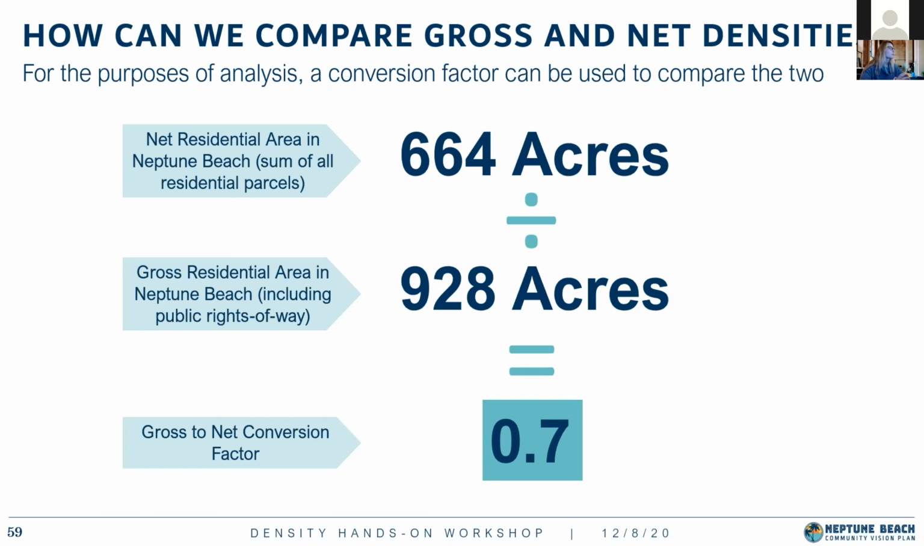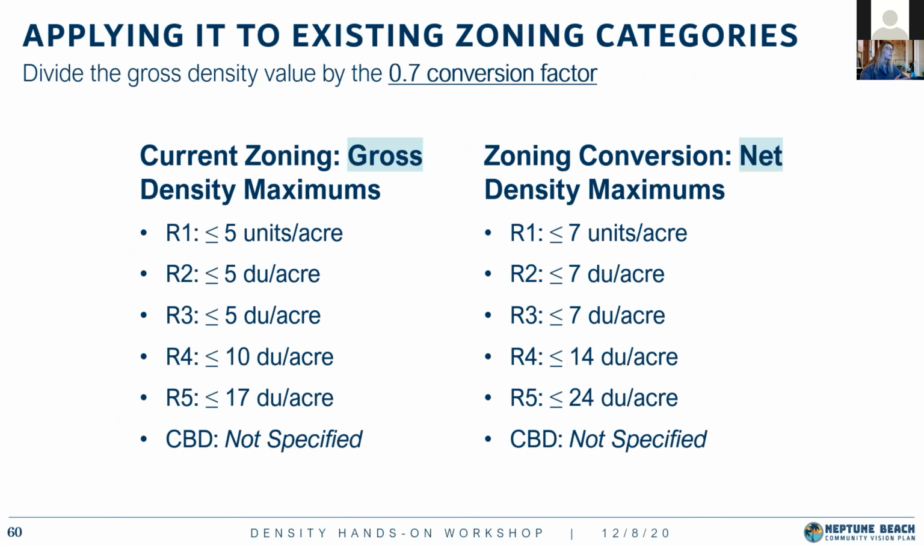But essentially, we took the total net residential area in Neptune Beach, which is just the sum of all the residential parcels, and we divided that by the gross residential area, which is all the residential parcels plus all the streets in the residential areas. And that gave us a simple conversion factor of 0.7. And that's just for the purposes of this analysis, so that we can compare the densest net parcel to the actual zoning code. So using that conversion factor, we took the current zoning gross density maximums, and we converted them to net density maximums.